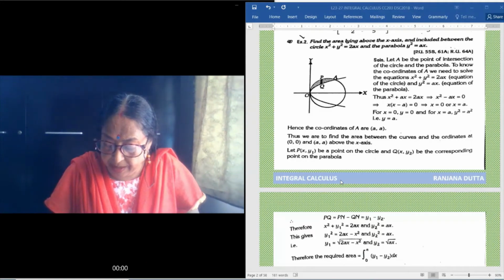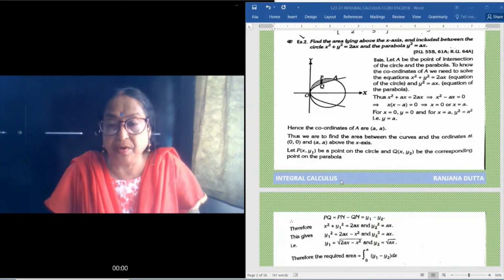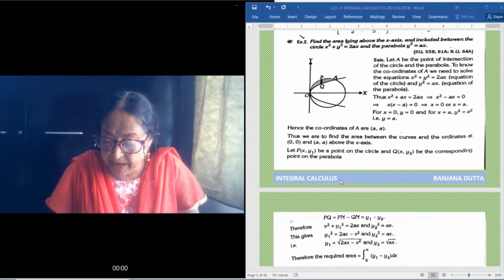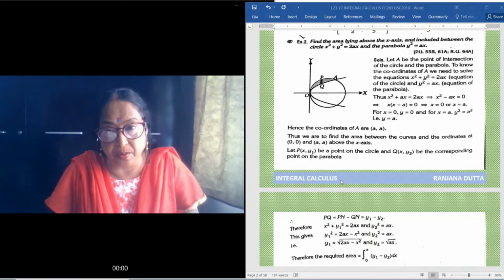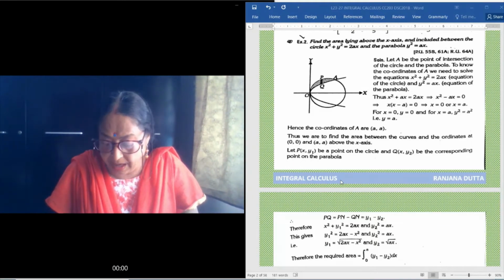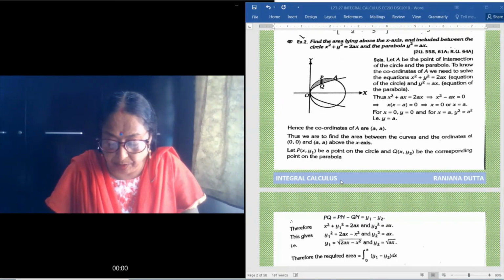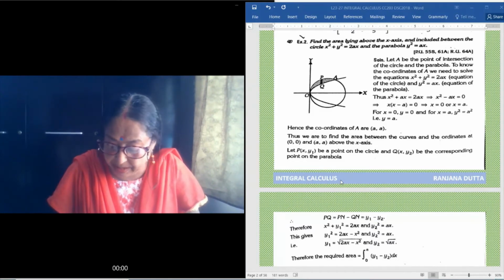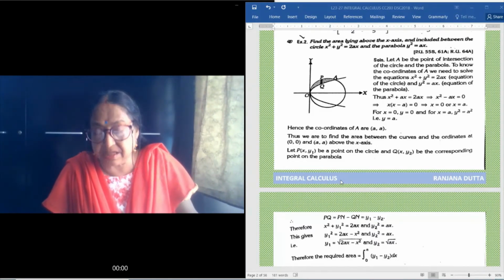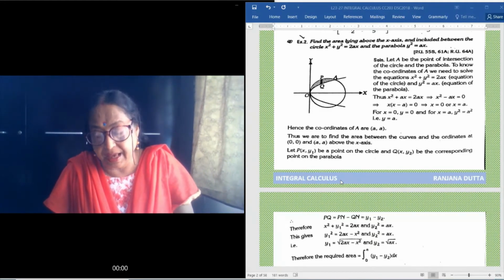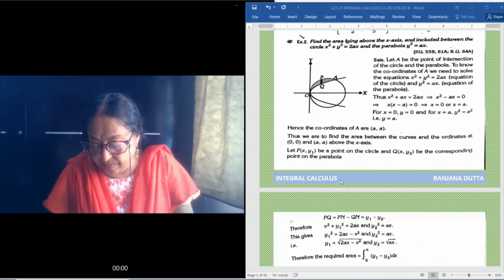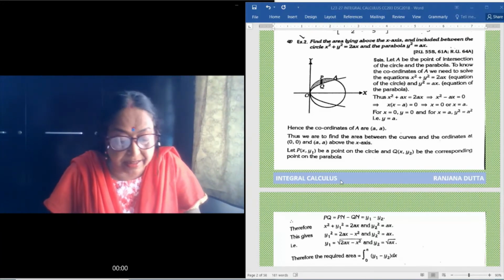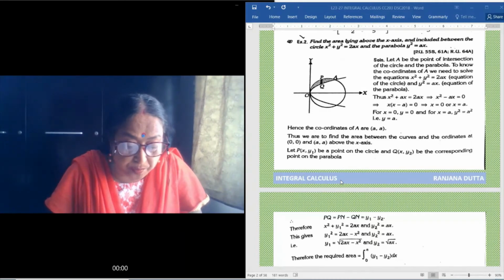So y1 minus y2: y1 for the first curve, the circle, is the square root of (2ax minus x squared), and minus y2 for the parabola, which is the square root of ax. Then putting the limit of x, the curve starts from 0 and goes up to where the perpendicular from A on the x-axis gives x = a.